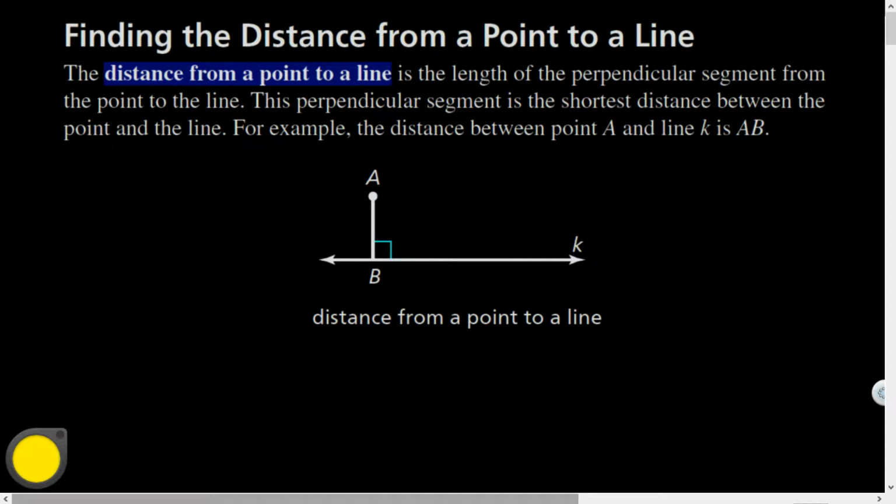You didn't even know you wished you knew what I'm about to teach you, but it is going to be amazing. Just you wait. So here we've got finding the distance from a point to a line.